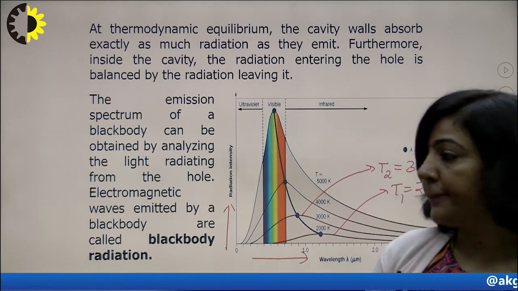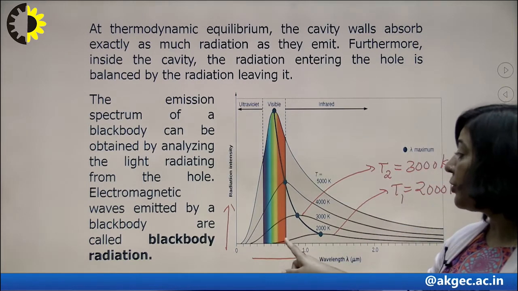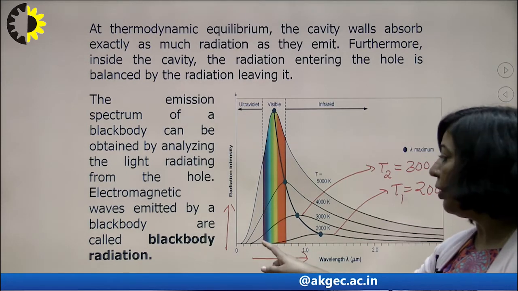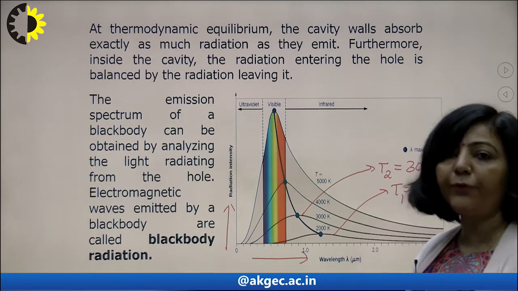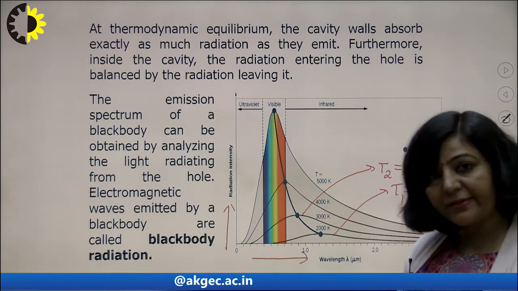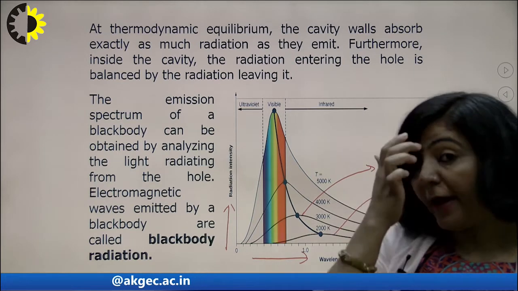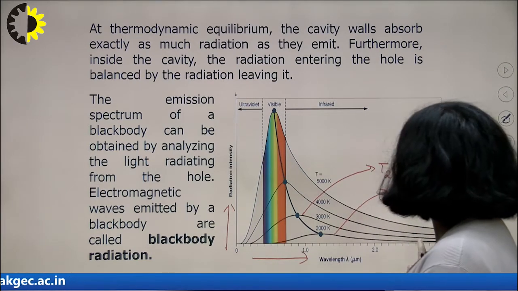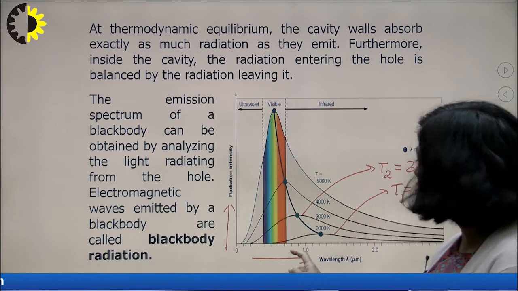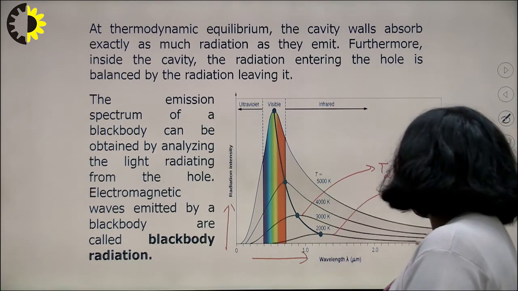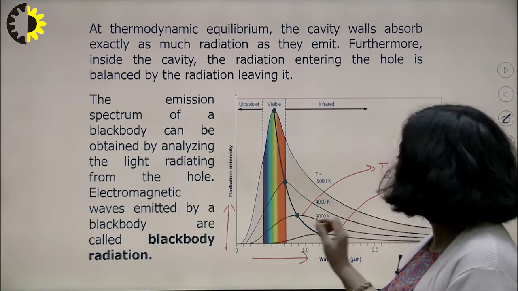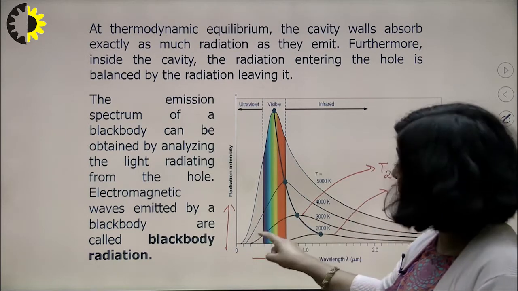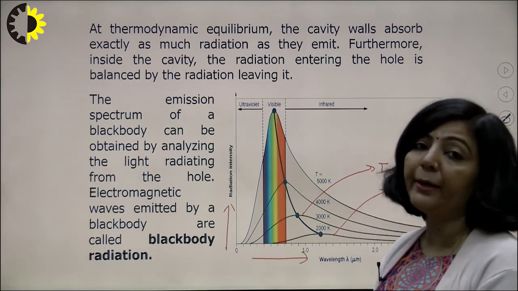Second observation is that at short as well as long wavelength, the energy, or you can say the intensity of radiations, is low. Can you see this particular fact from this graph? What I am saying is that at short wavelength as well as at long wavelength, the energy, or the intensity of radiations, is very small. So this is true for each and every temperature.